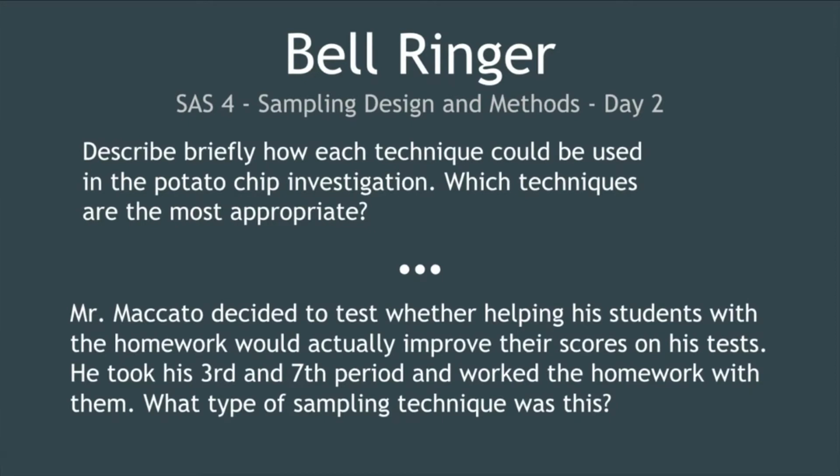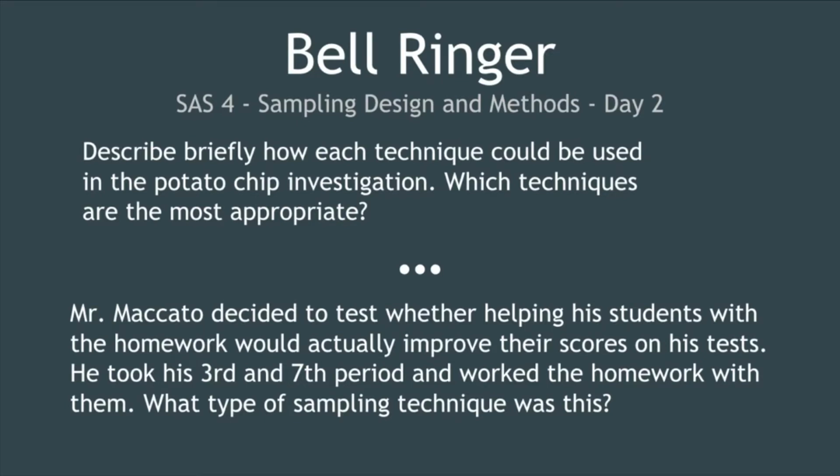Today is day 2 of SAS 4, Student Activity Sheet 4, Sampling, Design, and Methods. This is from Unit 3 of Advanced Quantitative Reasoning, Statistical Studies. So we were talking about the different types of methods, and if you recall from yesterday, there are 5 methods to sample a population. There is convenience sampling, simple random sampling, stratified random sampling, cluster sampling, and then systematic sampling.